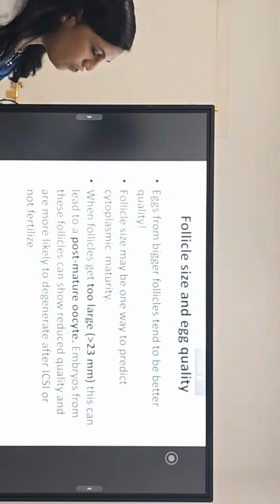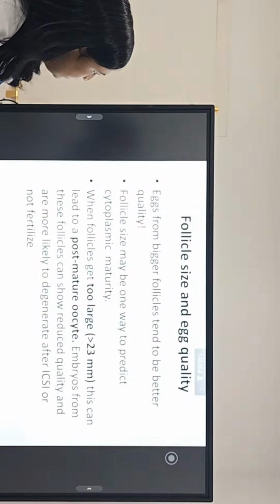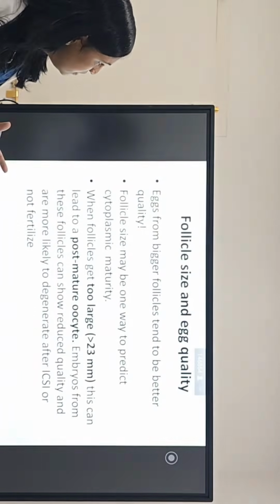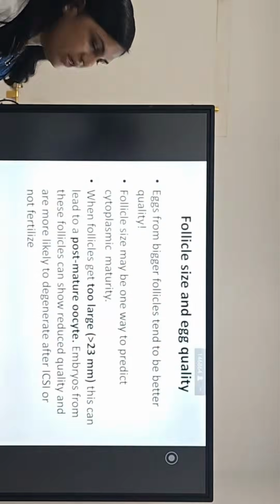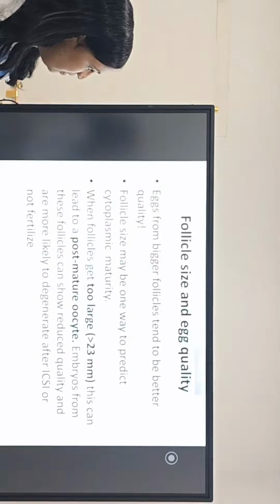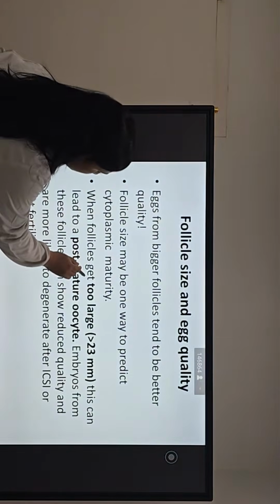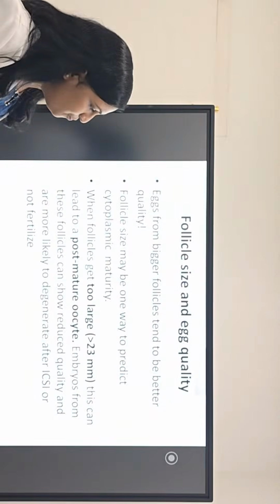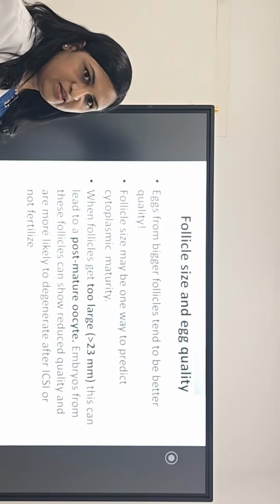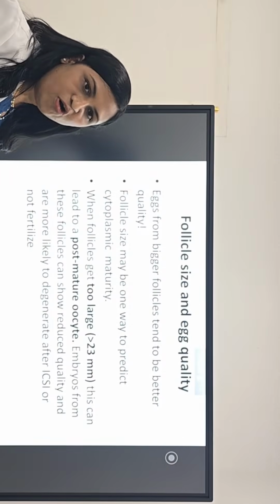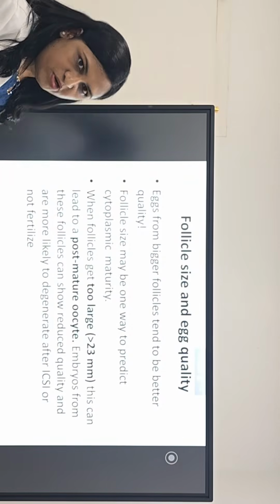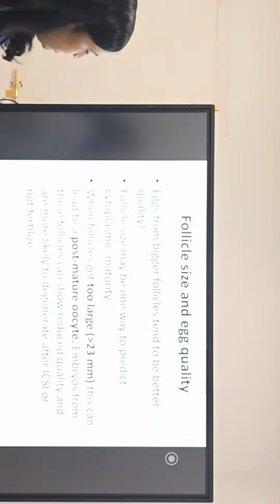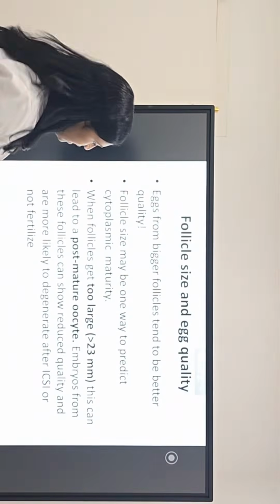Now, what is the effect of follicle size on egg quality? Naturally, the eggs which are coming from bigger follicles will be of better quality. But here there is a trick. When the follicles get too large, if they are more than 23 mm, this can lead to a post-mature oocyte. This means large follicles are good, but they should not be more than 23 mm. If they are more than 23 mm, this will lead to reduced quality and degeneration after ICSI or after a natural fertilization.